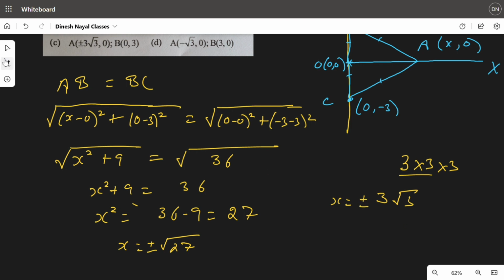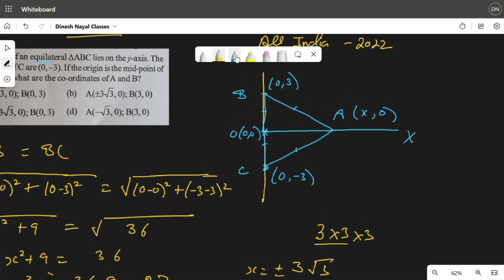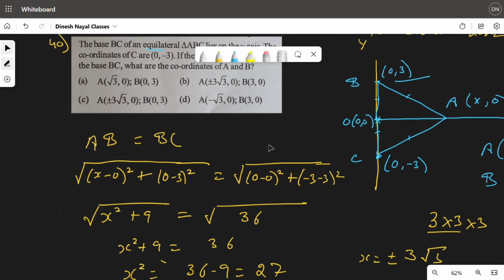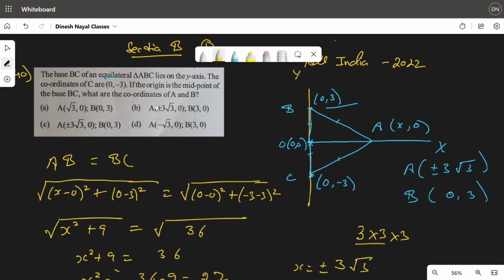Now let's discuss the coordinates of A, because we know that this lies on the x-axis and this was x comma 0. The coordinates of A will be plus minus 3 root 3 comma 0, and B, as we have taken out, is 0 comma 3. So if we look at the options, I think plus minus 3 root 3 comma 0 and 0 comma 3, yeah, option C is correct. This is the correct one.